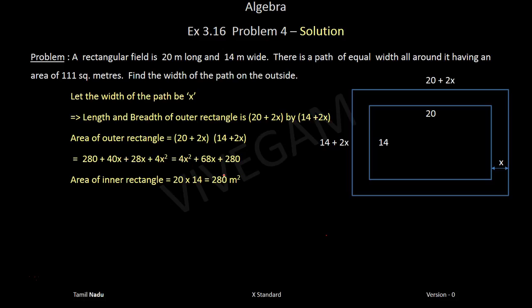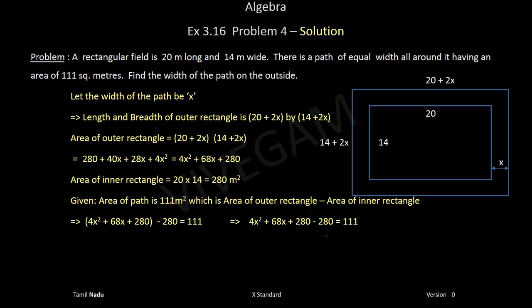Next, we have to find the area of the inner rectangle. Inner rectangle is length into breadth, that is 20 into 14, equal to 280 meters square. Now, we are given the area of the path is 111 meters square. We know it is the area of the outer rectangle minus the area of the inner rectangle, that is this minus this equal to 111. So, write that: 4x square plus 68x plus 280 minus the area of the inner rectangle, 280, is equal to the area of the path, 111.